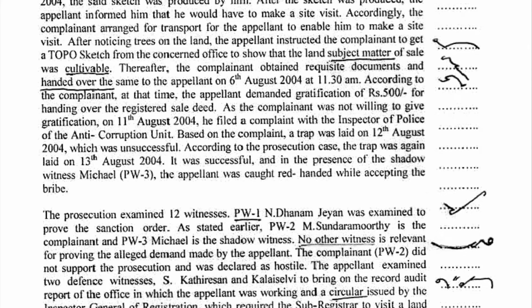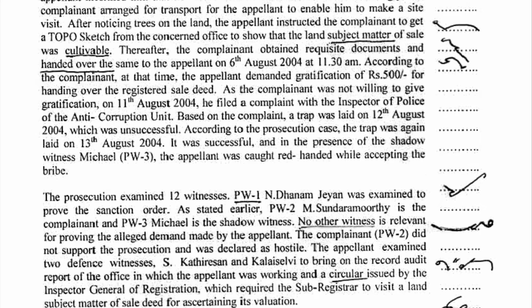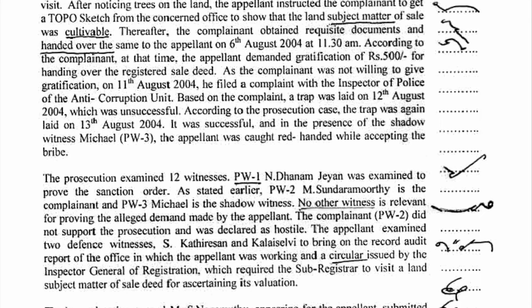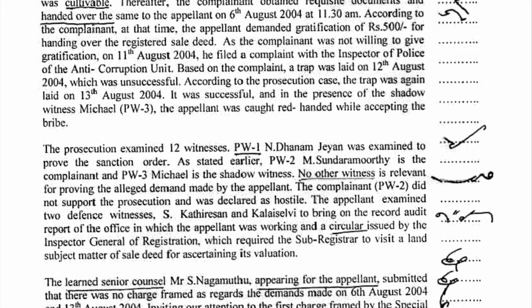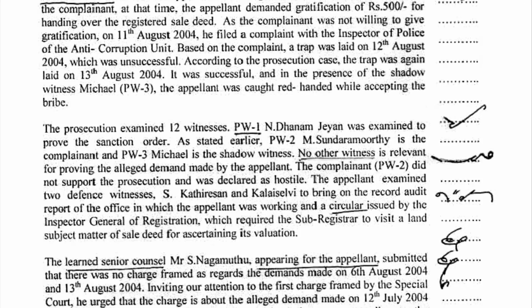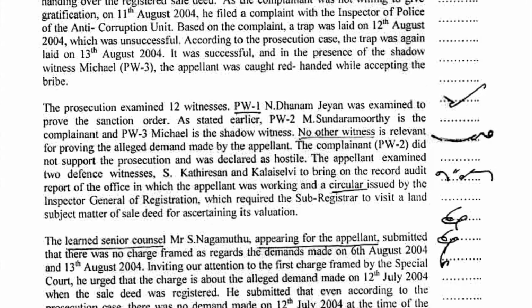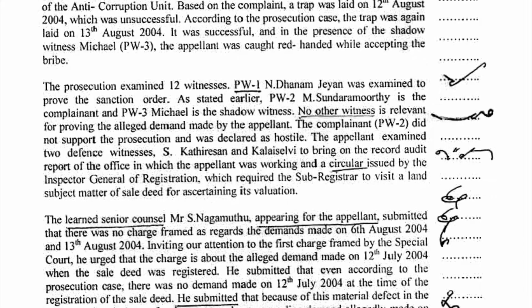According to the prosecution case, the trap was again laid on 13th August 2004. It was successful, and in the presence of the shadow witness Michael (PW3), the appellant was caught red-handed while accepting the bribe. The prosecution examined 12 witnesses. PW1 N. Dhamanjian was examined to prove the sanction order as stated earlier. PW2 M. Sundarmurthy is the complainant and PW3 Michael is the shadow witness. No other witness is relevant for proving the alleged demand made by the appellant.